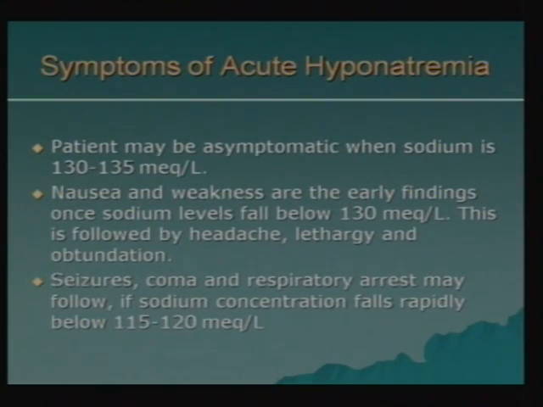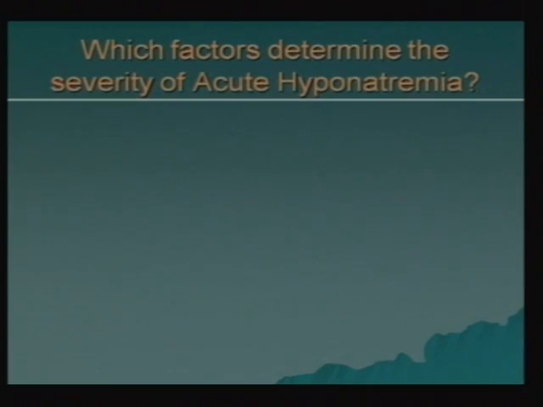What could be the symptoms of acute hyponatremia? The patient may be asymptomatic when sodium is 130 to 135 mEq/L. Nausea and weakness are early findings when the sodium level falls below 130 mEq/L. This is followed by headache, lethargy, obtundation, seizures and coma. Respiratory arrest may follow if sodium concentration falls below 115 to 120 mEq/L.